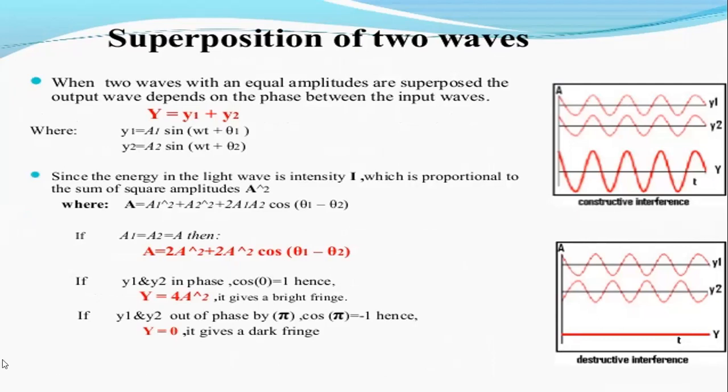So capital Y is the output wave and the input waves Y1 and Y2 have equal amplitudes. So Y1 is equal to A1 sine of omega t plus theta 1, and Y2 is equal to A2 sine of omega t plus theta 2. So Y is equal to Y1 plus Y2.